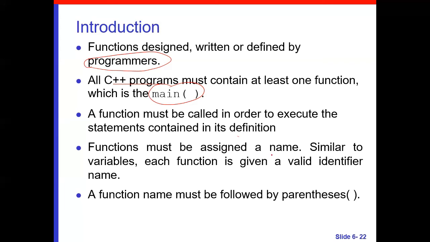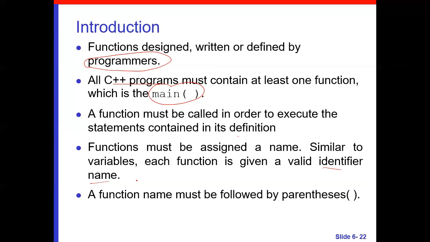Next, a function must be assigned a name. Similar to a variable, each function is given a valid identifier name. Remember the rules of the identifier? So you need to remember them. So when we talk about the rules of the identifier name, the name you can start with the number. Okay, same with the function. The name of the function, you can have spaces between words. So you should remember all the rules of the identifier name, similar with the name of the function.